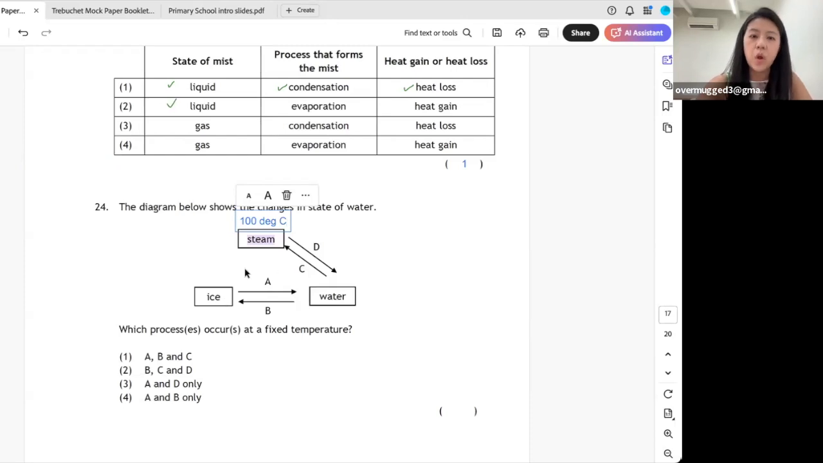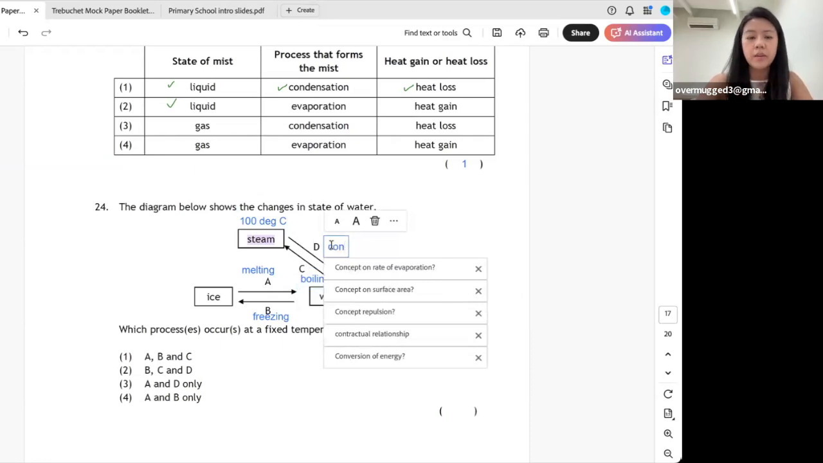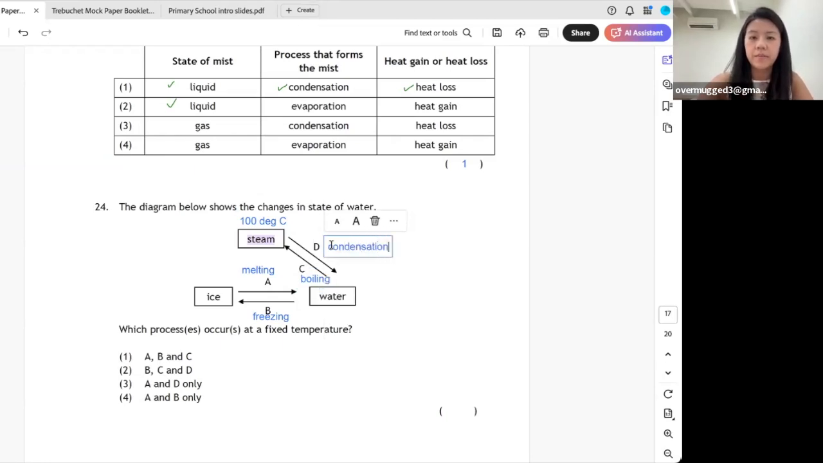A, from ice to water, this will be melting. For water to ice, it will be freezing. C, because it's stated as steam here, this would actually be boiling and not evaporation. Okay, whereas for D, from steam to water, that would be condensation. Right? So once you've identified all these processes, now water or every substance has a fixed freezing, melting, and boiling point. Okay, the two processes that don't happen at a fixed temperature would be your condensation and evaporation.